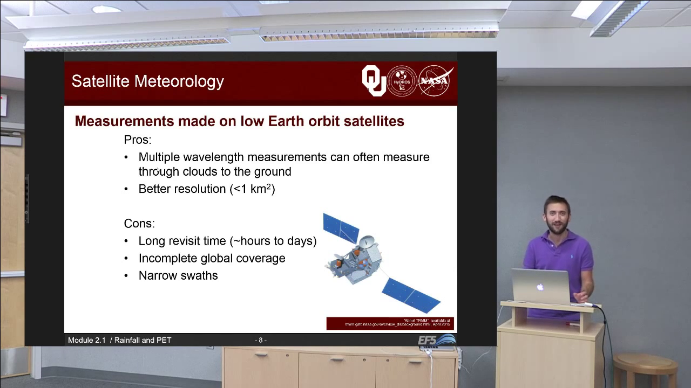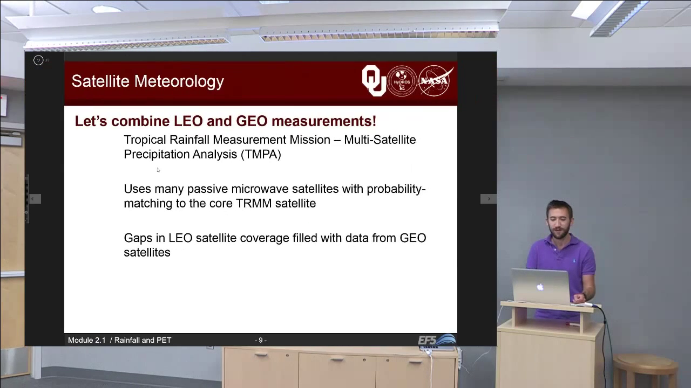Low Earth orbit satellites are only sensing one small swath of the Earth's surface at any one time. If you're in a particular swath, once a satellite passes, you have to wait for it to come back to you again, and that process can take hours to even days. That also means, because you're only looking at swaths, that you have incomplete global coverage, and the swaths can oftentimes be very narrow. So, low Earth orbit satellites don't give you the full global picture in the same way that a geosynchronous orbiting satellite does.